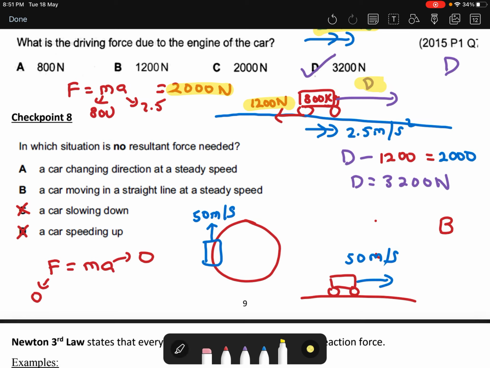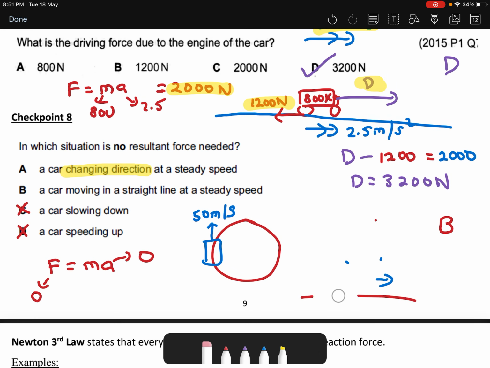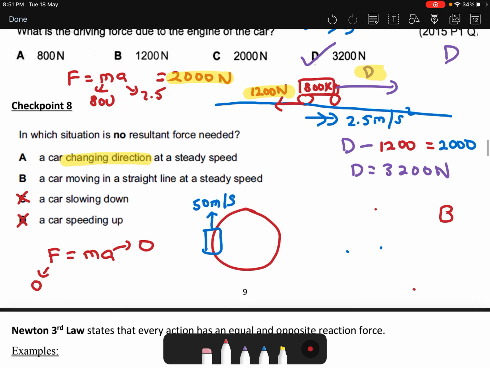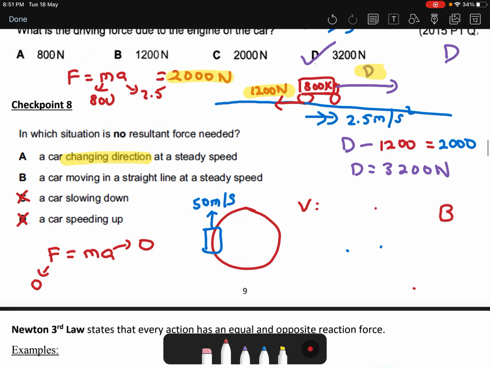If you remember, when a car changes direction, although the speed is the same, the velocity is not the same, because velocity is a vector. So what is a vector? A vector means I have both magnitude and direction. What is magnitude? Okay, so you are traveling at 50 meters per second. The magnitude is 50. It's the number, the size of your speed.